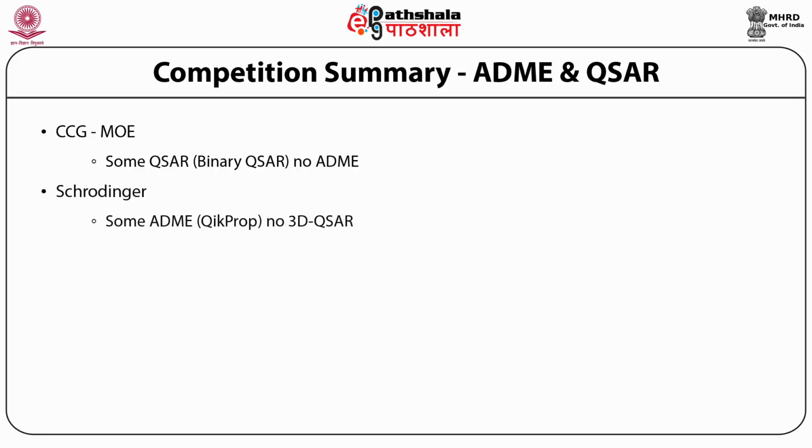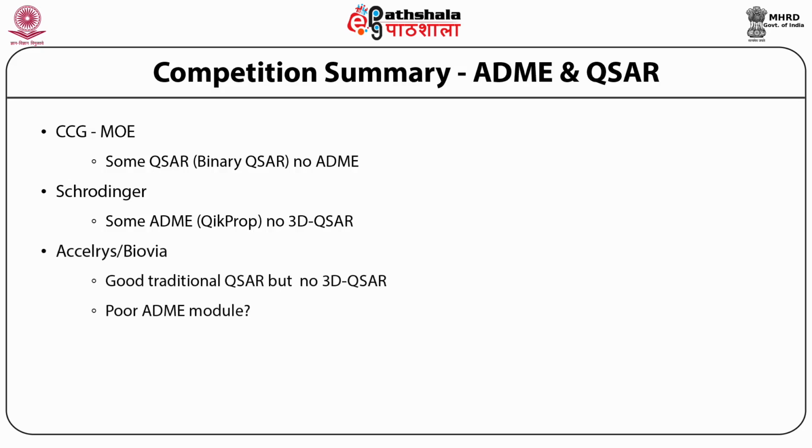Schrödinger basically had no 3D QSAR earlier, but they had a lot of new models, and they also include QikProp, which is ADME prediction, and they have a program called Phase, which looks after the pharmacophore types. Accelrys or BioVia, which is a newer name, but Accelrys is the older company, also has many traditional QSAR, but doesn't have much 3D QSAR. Also, not many ADME modules were there. However, more recent versions are addressing ADME more.